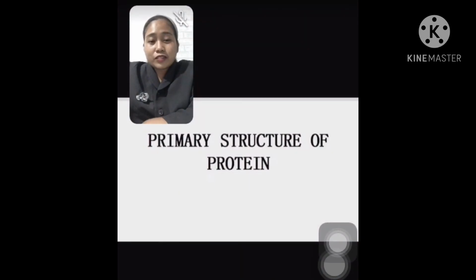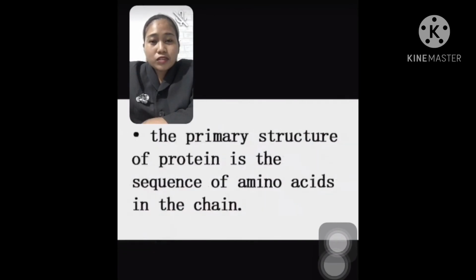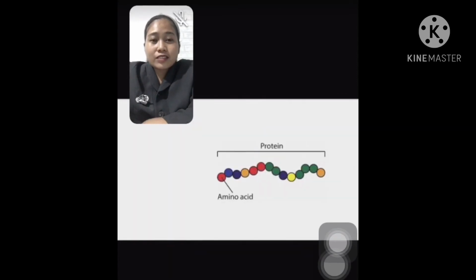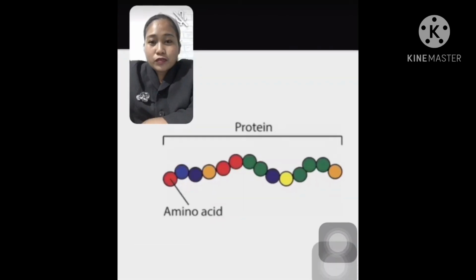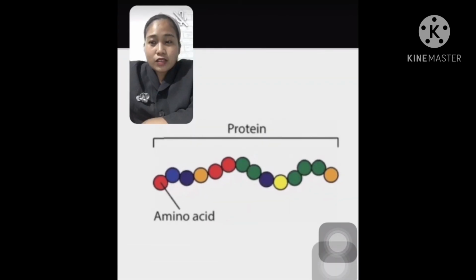Nesh said earlier that there are 4 structures, so our focus for today is the primary structure of protein. So what is the primary structure of protein? The primary structure of protein is a sequence of amino acids in the chain, just like this picture. Those are proteins that are connected to each other, and each of them is called the amino acid.